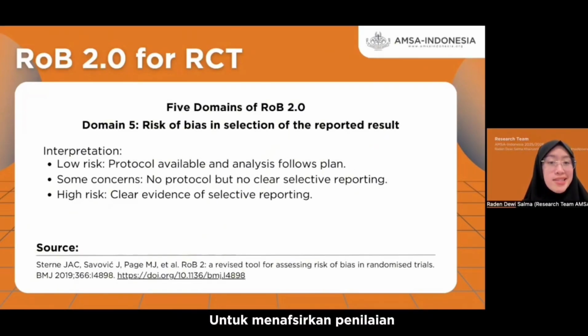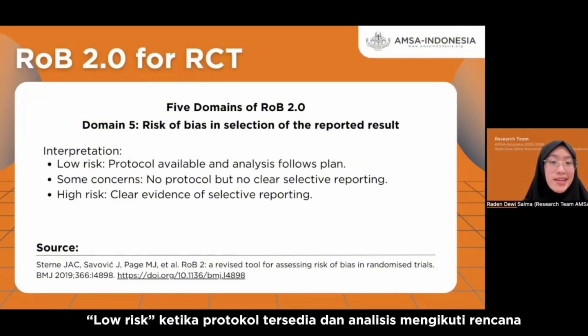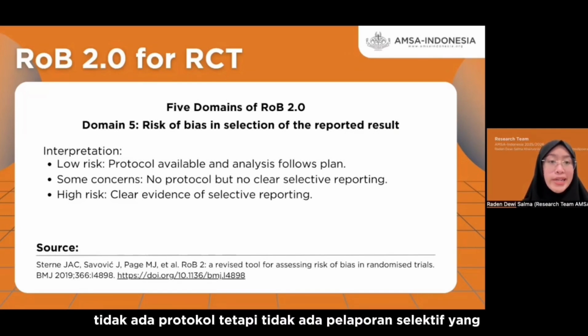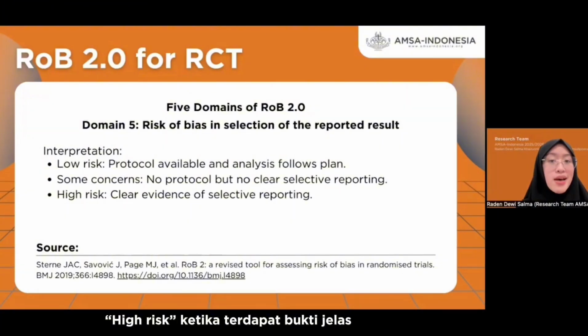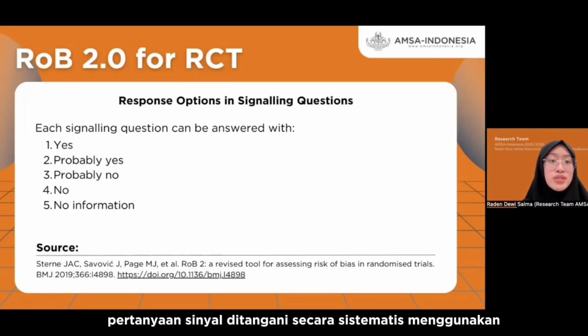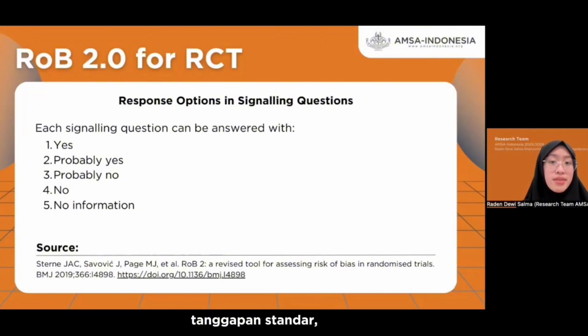To interpret our assessment, studies are categorized into 3 levels: low risk, protocol available and analysis follows plan; some concerns, no protocol but no clear selective reporting; high risk, clear evidence of selective reporting. In applying ROB 2.0, each signaling question is systematically addressed using standardized responses. These responses include yes, probably yes, probably no, no, and no information.